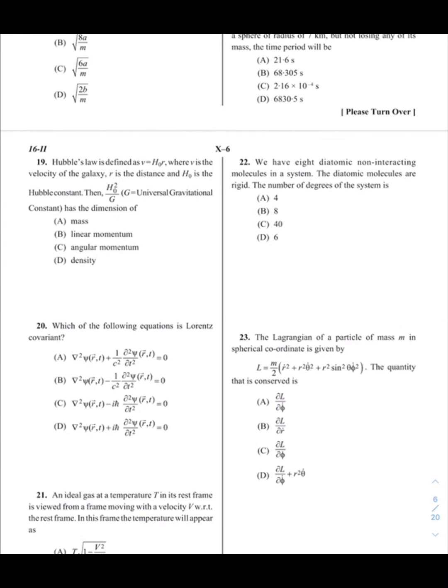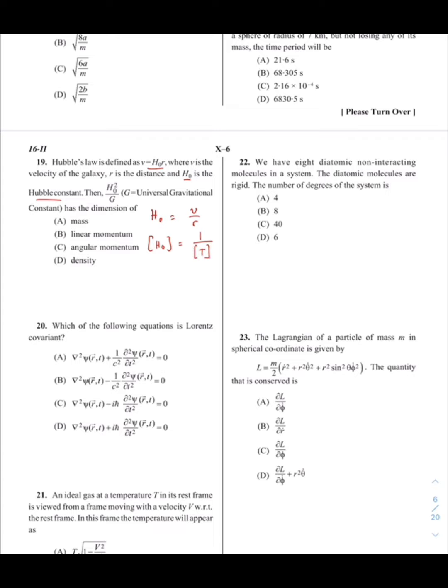Hubble's law is defined as v is equal to H naught times r, where v is the velocity of the galaxy and r is the distance, and H naught is called Hubble's constant. So we have to find the dimension of H naught square divided by G. So H naught is equal to v by r. So the dimension of H naught is inverse of time.